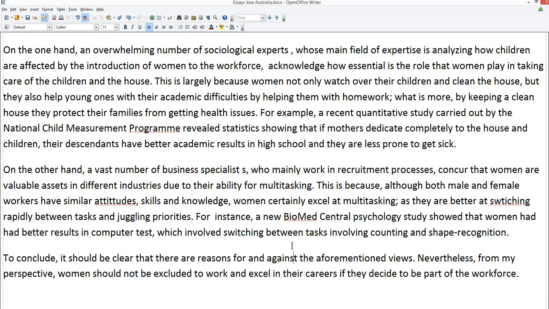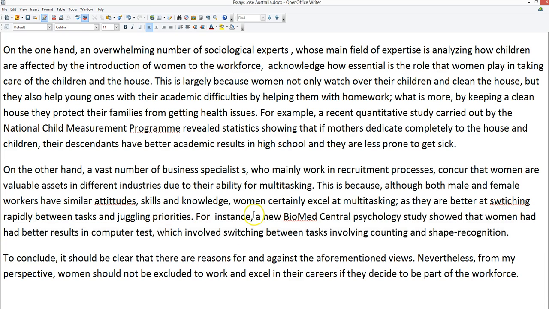So again, this is not a discussion essay. You have to choose a side and then give 2 reasons why. But if it were, you would say something like, on the other hand, it is believed that women are valuable assets in different industries due to their ability for multitasking. So you get rid of that, and that would be the main idea. That women are valuable assets due to their ability for multitasking. Then you explain it, complex sentence. So attitudes and switching to passion, juggling priorities. And then a clear example.